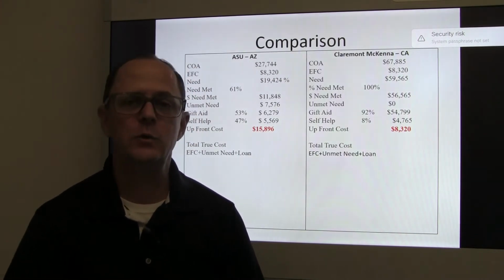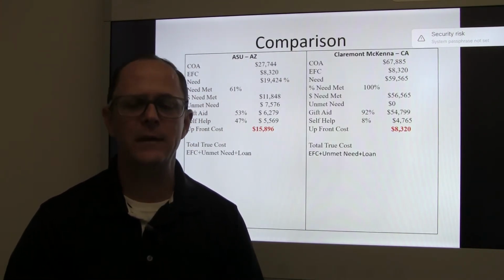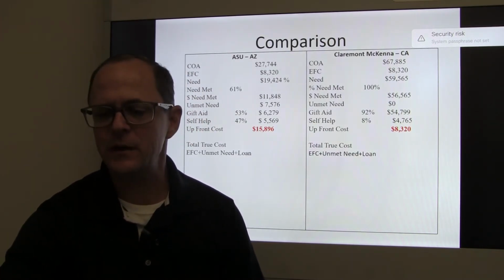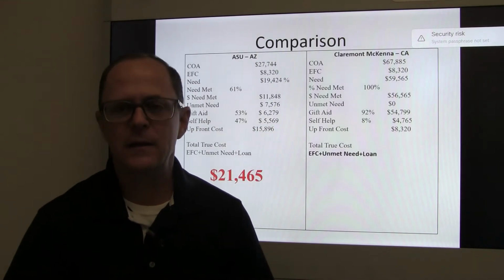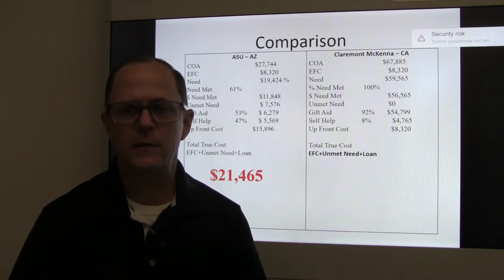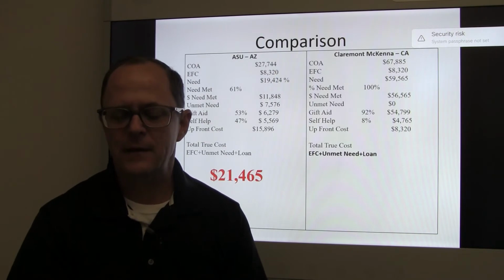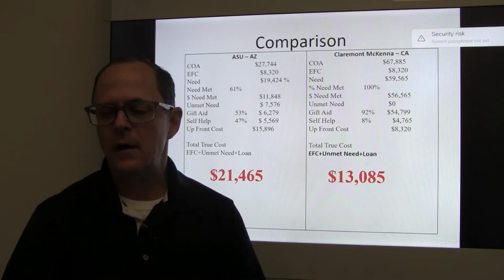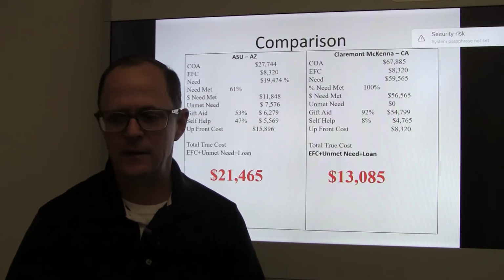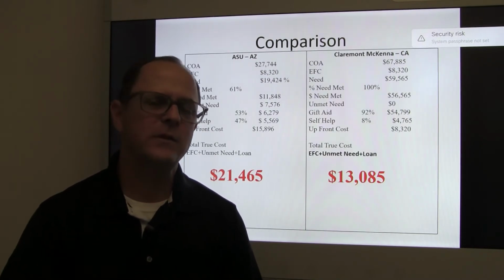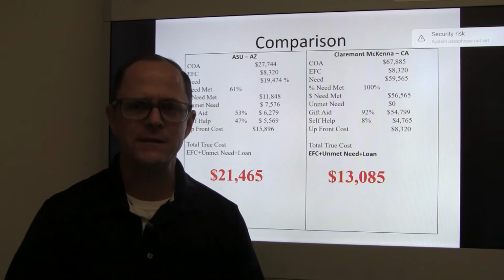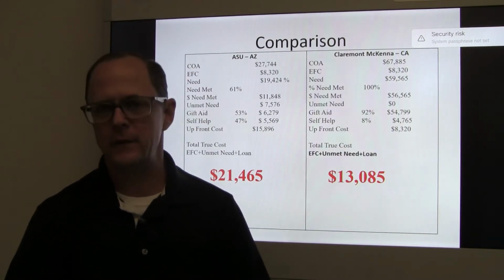But is that really our true college cost? No, there's one more number that needs to be added in there, and that is the loan. And when we look at ASU and incorporate that in there, our total cost for ASU in this example is $21,465. And at Claremont McKenna, our sticker price is $13,085. Now tell me which college is less expensive. Please don't throw out a college based solely on the sticker price until you've looked at all these different numbers.